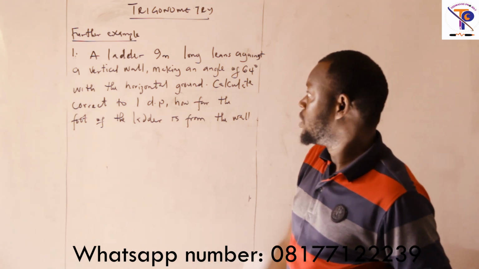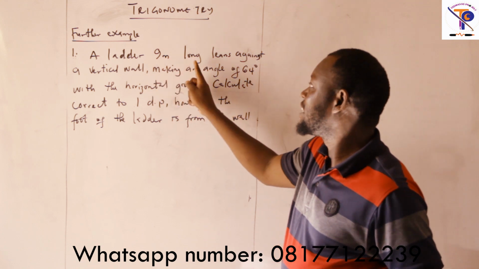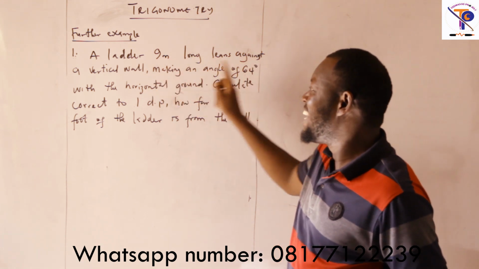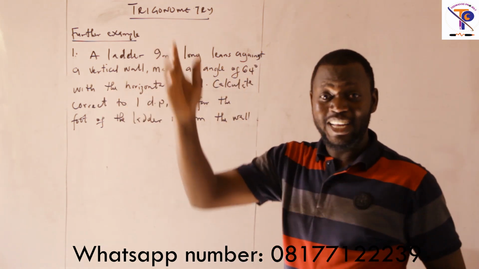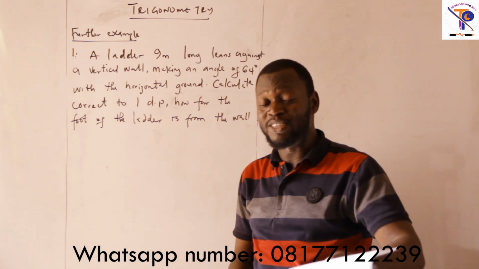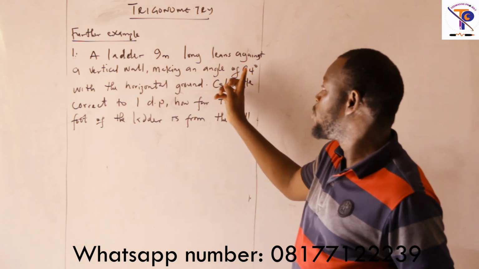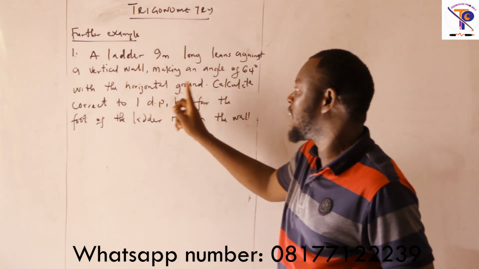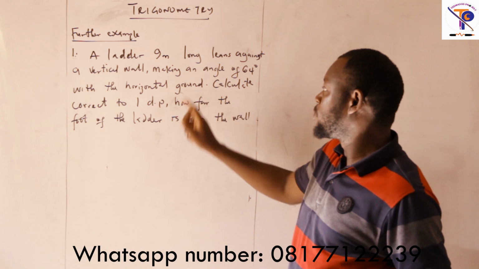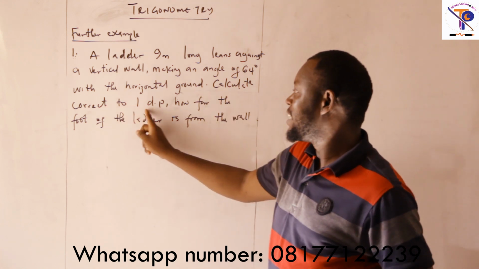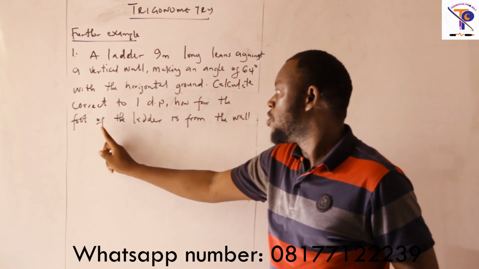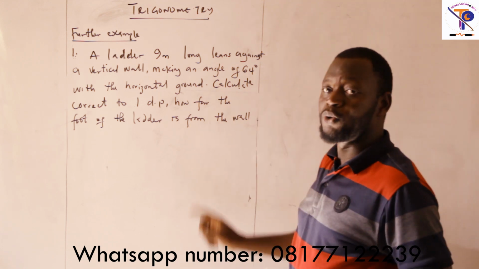So let's work. A ladder 9 meters long leans against a vertical wall. Of course, we know a ladder cannot stand alone except it lays on something. So it leans on a vertical wall, making an angle of 64 degrees with the horizontal ground. Please note, with the horizontal ground. Calculate correct to one decimal place how far the foot of the ladder is from the wall.